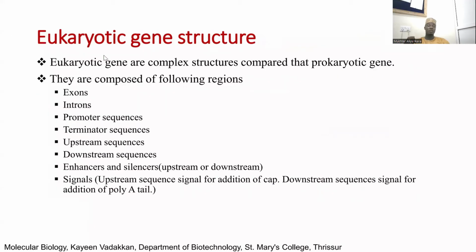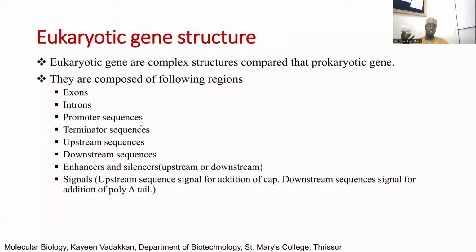And then the next thing is the eukaryotic gene. Eukaryotic genes are more complex than those of prokaryotes, and they are composed of the following regions. They have exons. Exons are the coding region, that is, a region that can be transcribed to produce messenger RNA. And introns are the non-coding regions and are usually found in eukaryotic genes.